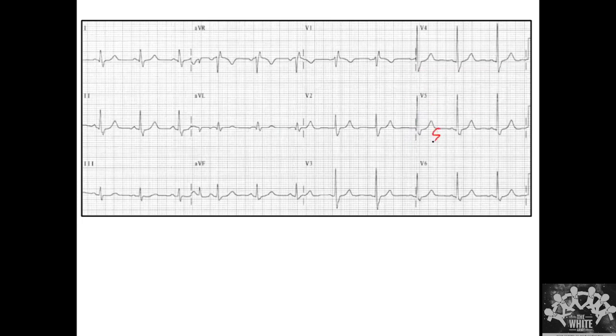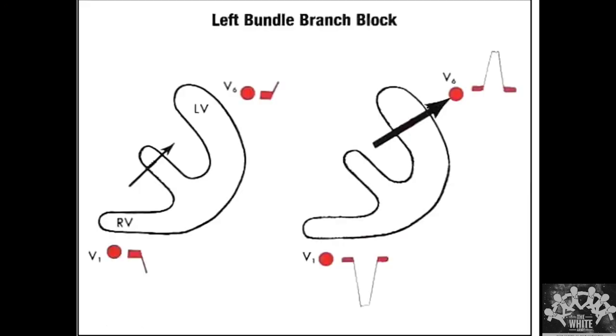And then you should look for chamber enlargement also. Here if there is any RVH or LVH. Okay, here it doesn't seem to be there. Fine. So if that is clear, we'll go to the next block, which is the left bundle branch block.